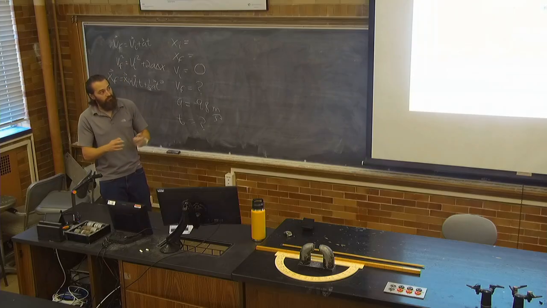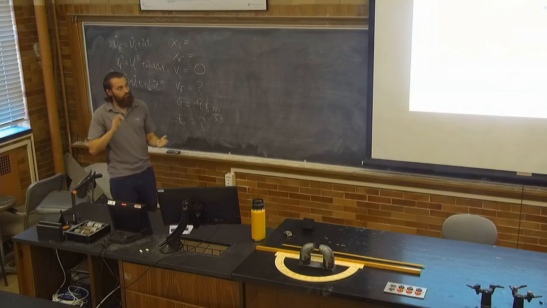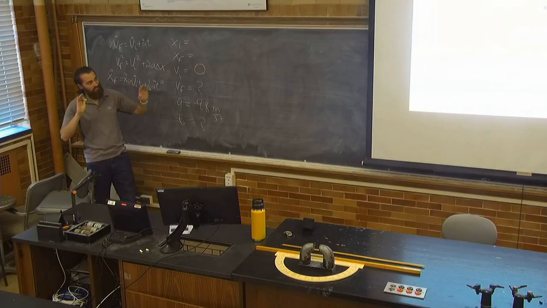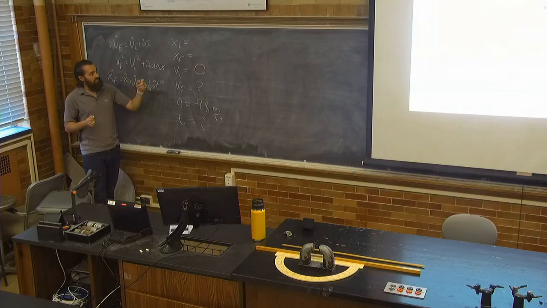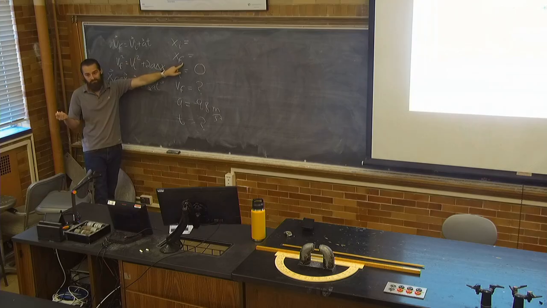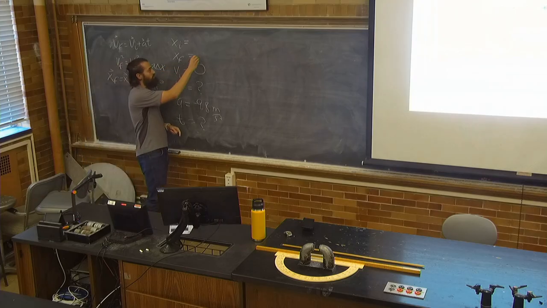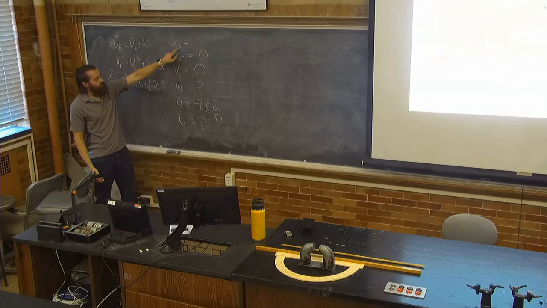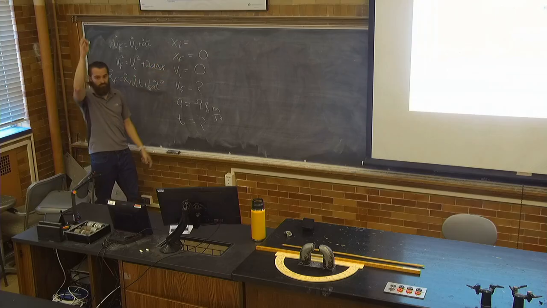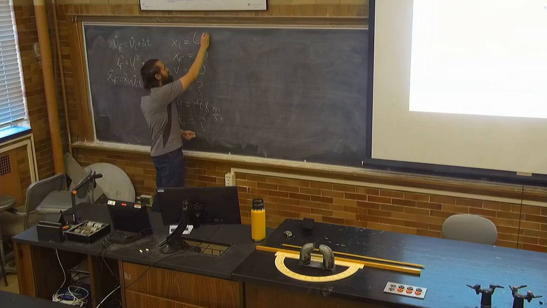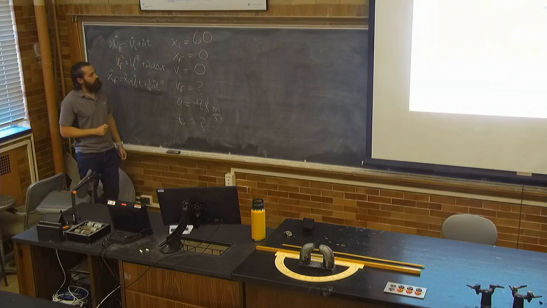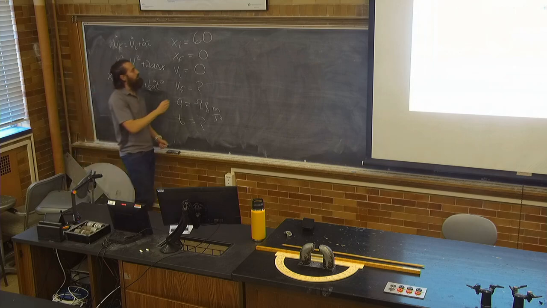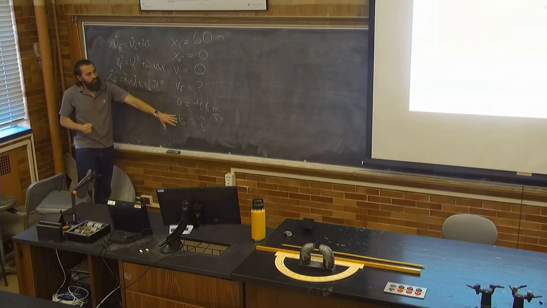You can define your initial position however you want. Just for things to make a little bit more sense in your head, I'm going to define the ground to be a height of 0. So your final position will be 0 because you're landing on the ground. And that means your initial position will be 60 meters because that's how tall the building is. So this is our list of variables.